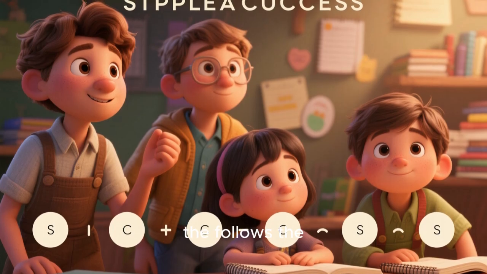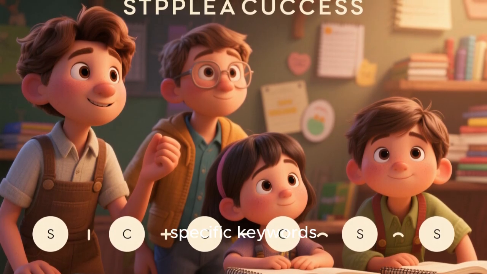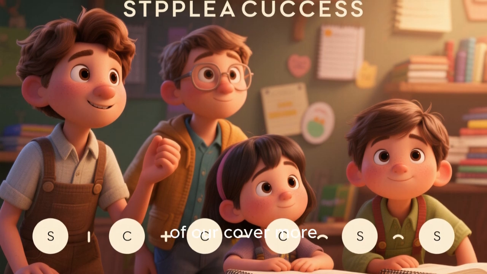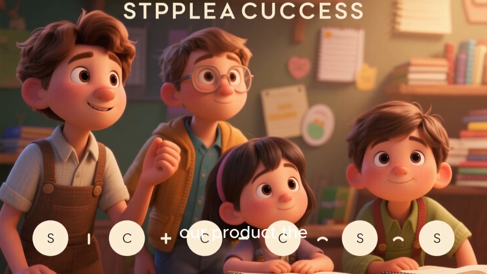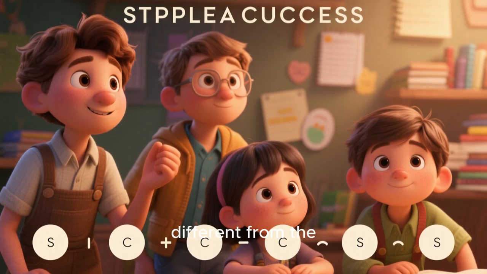And the rest of the text that follows the colon is the subtitle, and that's where we're going to put more specific keywords such as the title of our cover, more information about our product, the target for our book, and some other details that might make our book different from the other ones.